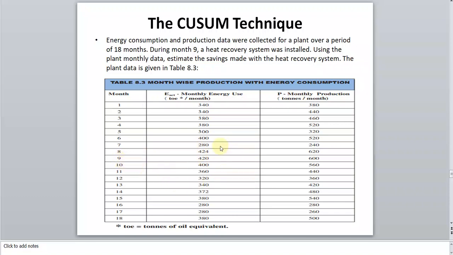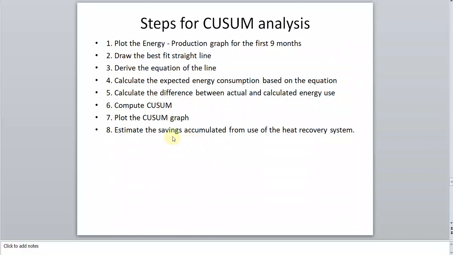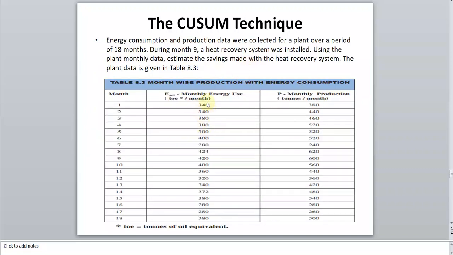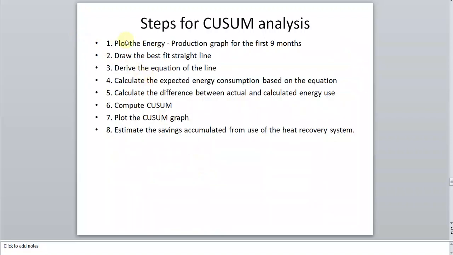Now in the next slide, the steps. Now we are going to see what are the different steps to find out the CUSUM analysis. First of all, we have to plot the energy production graph for the first 9 months. Here we already have the data, we can plot. So we have to plot the energy versus production data for the first 9 months, from 1 to 9. Step 1 completed. Then draw the best fit straight line.